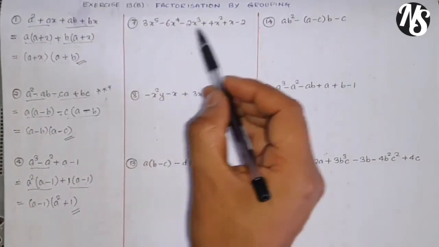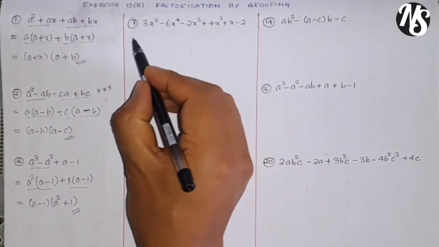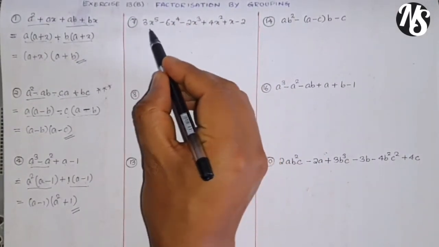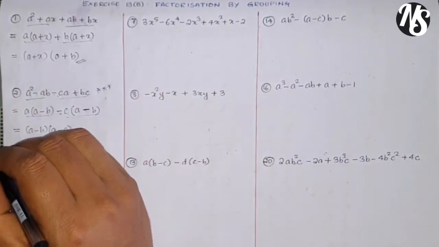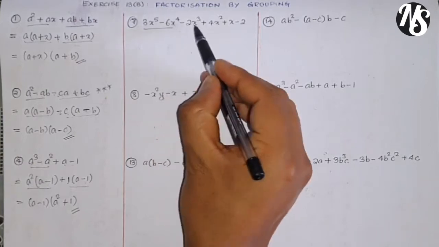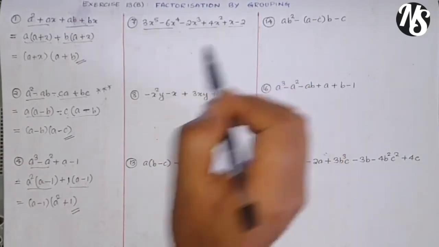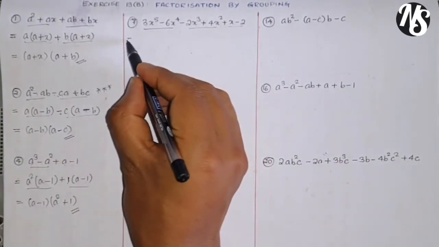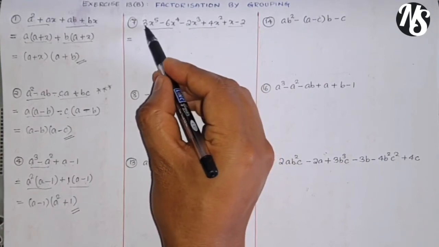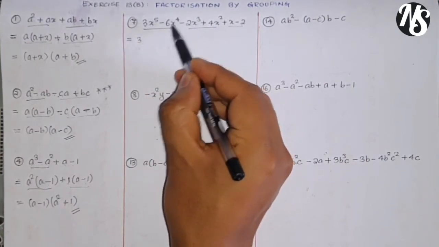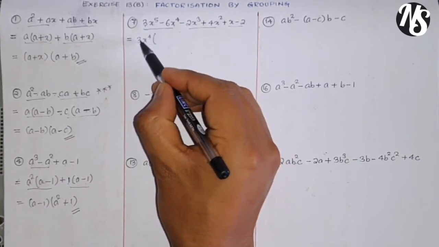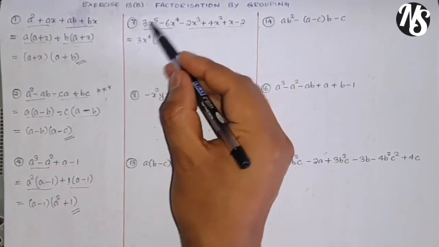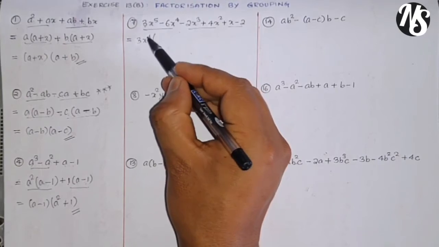Now let's directly jump to question number 7. Earlier we were grouping 2 things at a time, here we'll group 3 things at a time. From the first one, 3 is common, x to the power 4 is common, isn't it? So 3 is gone, which means no number is left, right? 3 is gone, so x to the power 4.